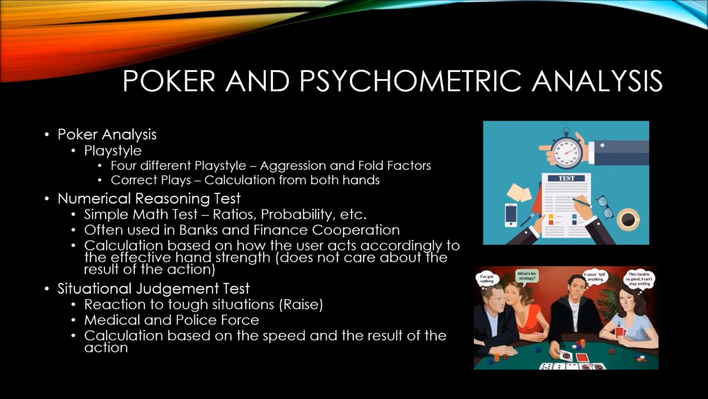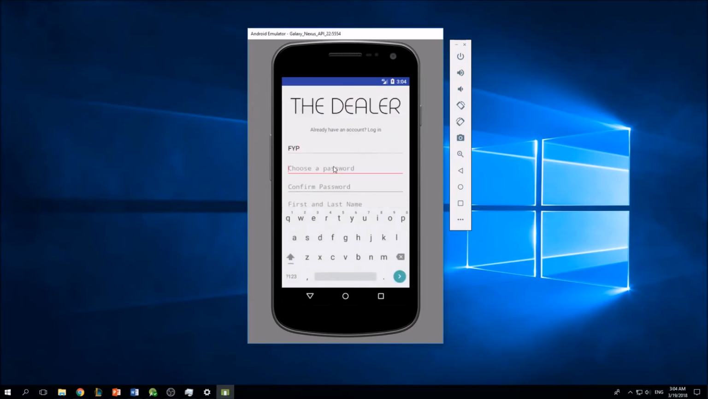On the other hand, the situational judgment test is to see how a person reacts when put in a tough situation and is often used for people in the medical and police force. To calculate this, whenever the user is put against a race by the AI bot, it will record how fast the user makes an action and the result of the action. Both these judgment tests are just rough estimations due to the limited information a poker game can give. Now let's look at the demo.